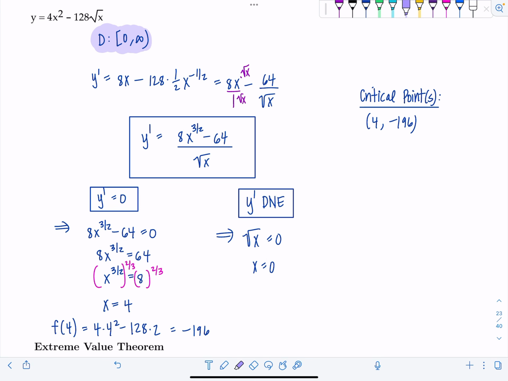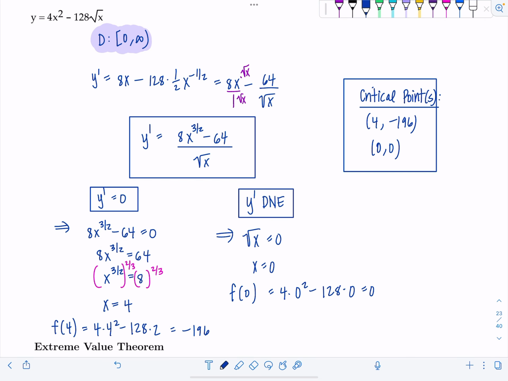So if x is 0, what is y going to be? F of 0 is 4 times 0 squared minus 128 times 0, so 0. So 0, 0 is the other critical point. And that's your final answer. So when they say critical point, they want an actual point, like an ordered pair. So go find the y value. If they just want a critical value, then usually you can just give the x value, right? I'm just always especially paranoid, so check with your instructor what they want.